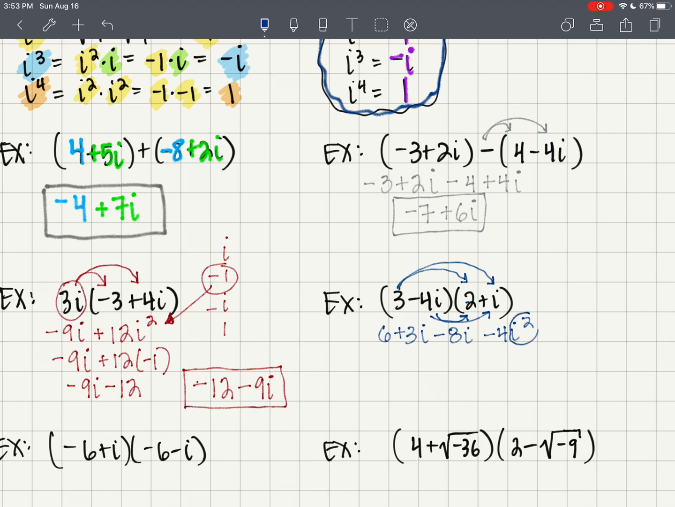Now remember, this i squared is -1. So I've got 6, 3i minus 8i is -5i, and then -4 times -1 is +4. So the real part always comes first. 6 plus 4 is 10 minus 5i.